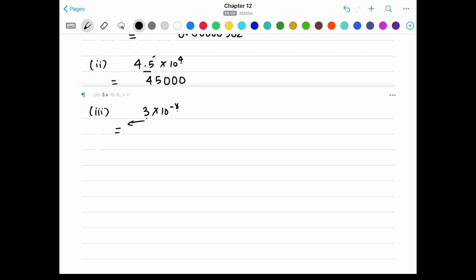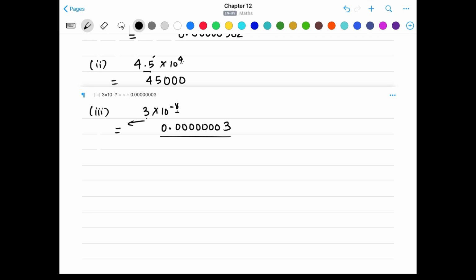Since we already have one digit, that means after this 8 we have already one digit, so we are going to write the 7 zeros. Okay, so let's write the 0 point. Let's write 7 zeros: 1, 2, 3, 4, 5, 6, and 7. Then write this 3.